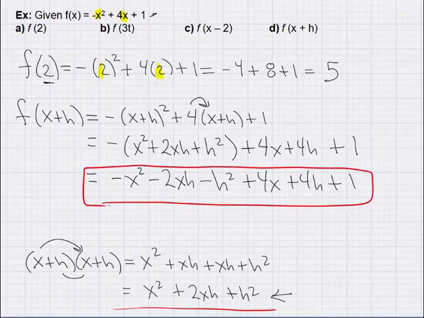And you can clearly see it's not just, oh, let's look at the original function and put an h on the end. That's not what this is saying. This is saying take x plus h and plug x plus h into the function every time I see an x. Okay? And that's what we did.